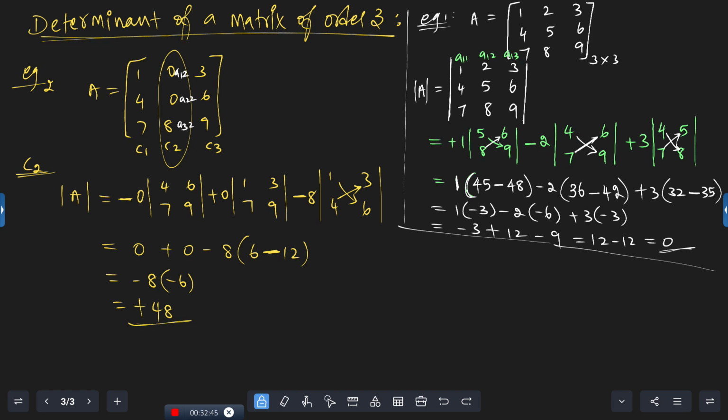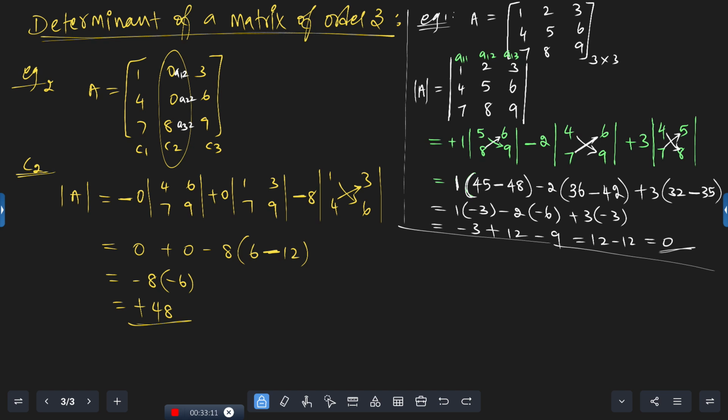Have you noticed, with column 2? Suppose, sir, I don't want to go with column 2. Let me try with the same row 1, sir. If you try, then also you will get the same answer. If you want to try, children, you will get the same answer. I hope 2 examples are enough for 3 by 3. Okay, we will start the exercise or example in the textbook.